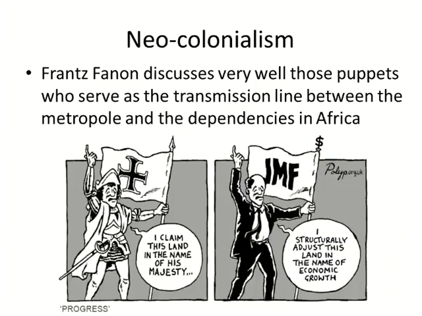So now we come to neo-colonialism. Franz Fanon discusses very well those puppets who serve as the transmission line between the metropole and the dependencies in Africa. So in a system of neo-colonialism where the colonialist is not directly present, they have to have intermediaries, they have to have agents, and those are the puppets.